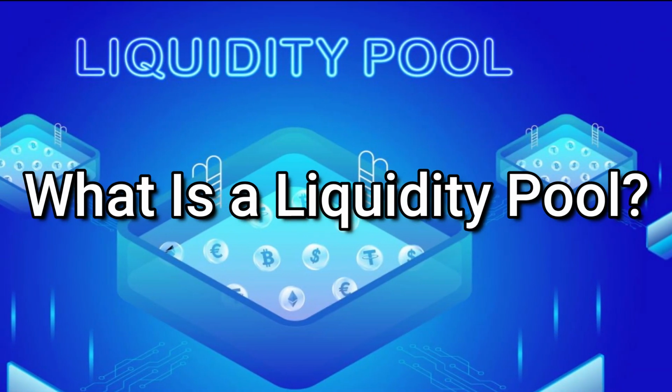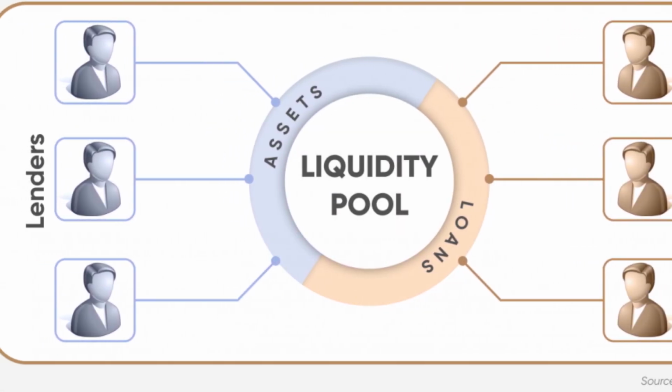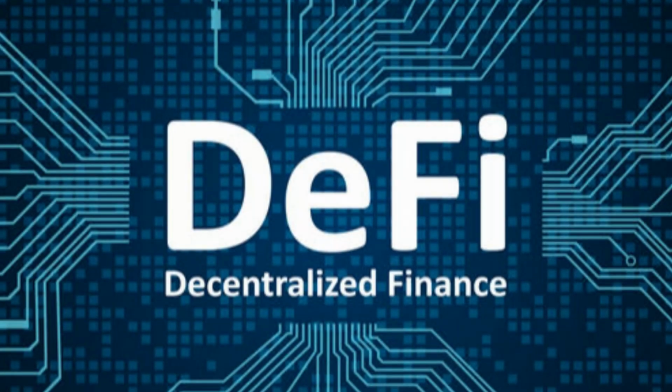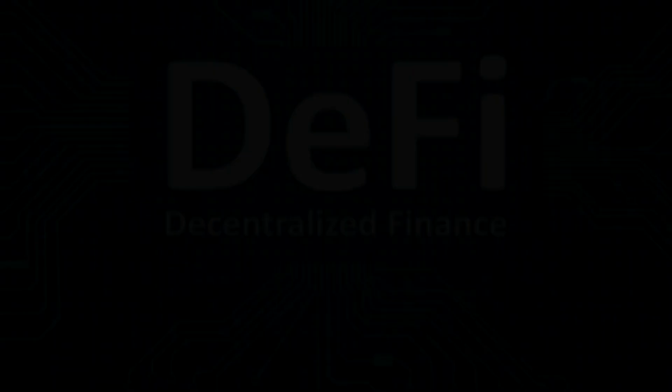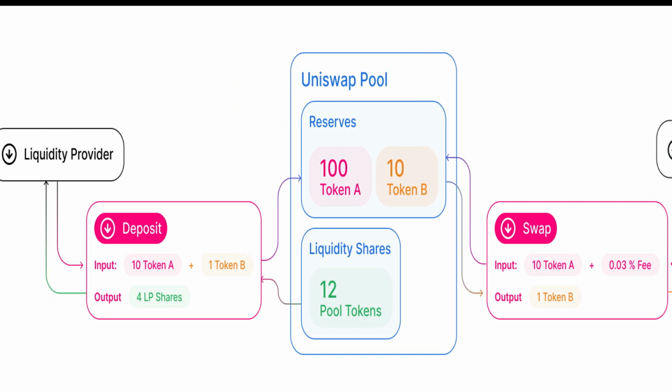What is a liquidity pool? A liquidity pool is a collection of funds that have been locked up in a smart contract. Liquidity pools are used to support decentralized trading, lending, and a variety of other activities. Many decentralized exchanges, or DEX, such as Uniswap, rely on liquidity pools.